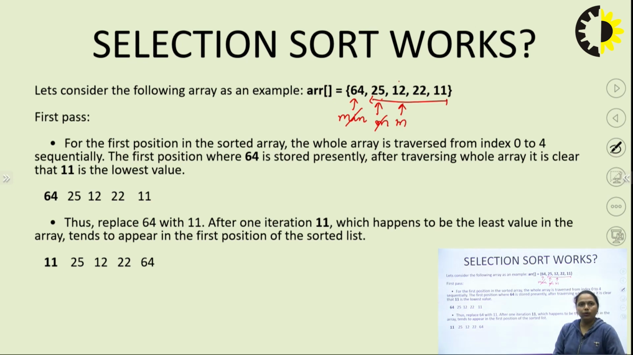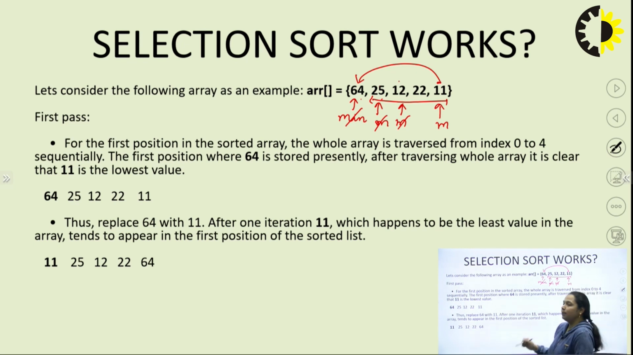Next we have 22. But 22 is not less than 12, which means the minimum element is still what? It is 12 only. Next we have 11. 11 is again smaller than 12, which means the minimum is 11. So as per our assumption, the minimum element was 64, but we found 11 as the smallest element present within the remaining list. So we will swap these two elements.